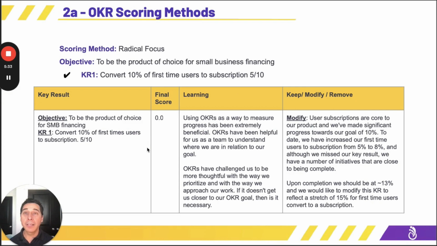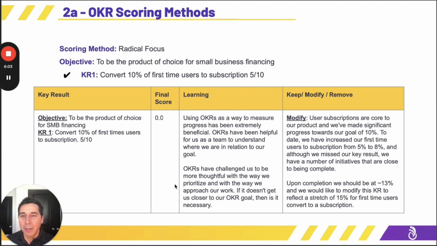Okay, so let's take a look at some examples in terms of how you would apply the radical focus method. And in this case here, our objective is to be the product of choice for small business financing. And here what we've done is we've said our key result is going to be convert 10% of first-time users to subscription. And this 5 of 10 here, basically that's something that you call out at the end of the key result, meaning 50% out of 10, right? And so that's what you're looking at there.